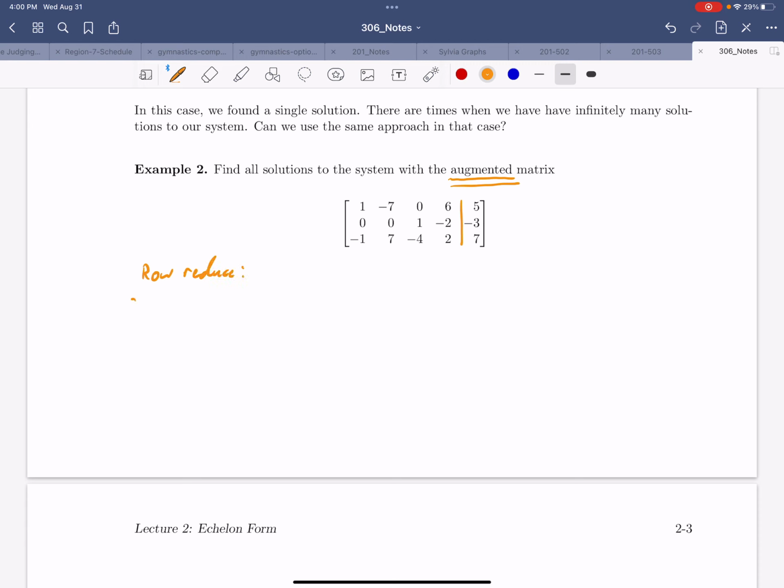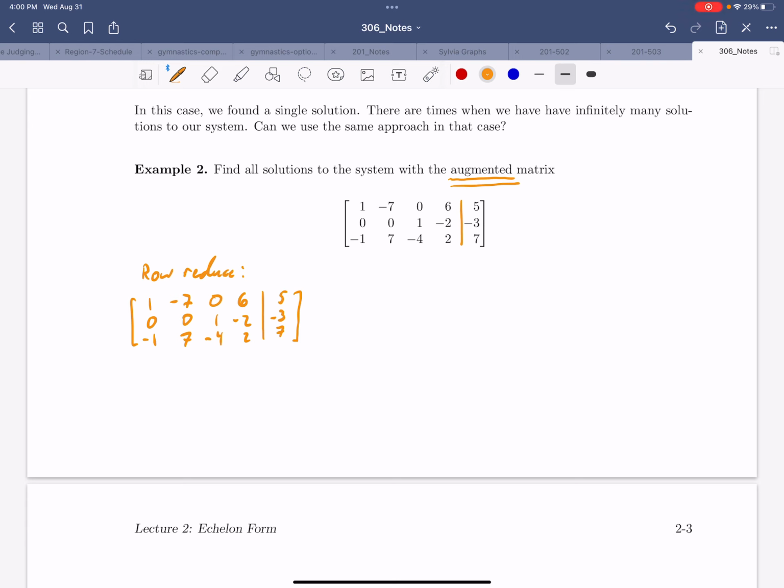So we'll start off with the matrix. Now just note that it seems we have 3 equations and 4 unknowns. So that's a little bit different from the previous one that we did in class that had 3 equations and 3 unknowns. So let's see what we can do.